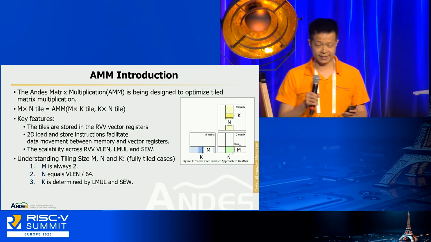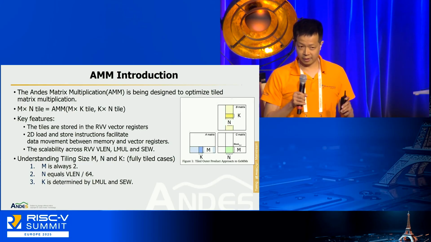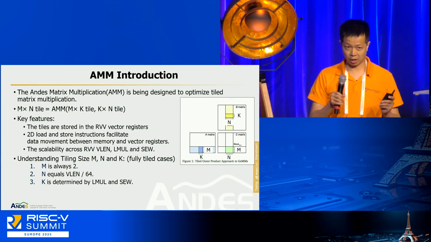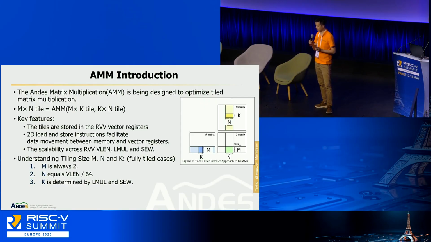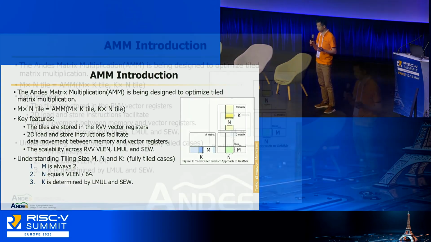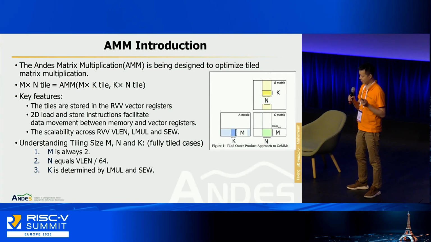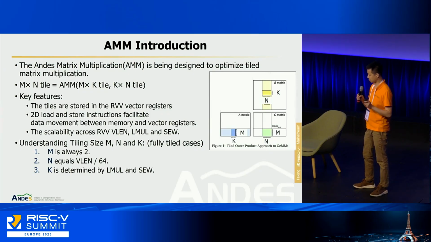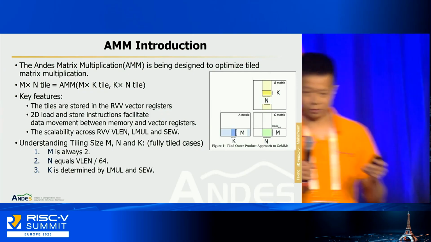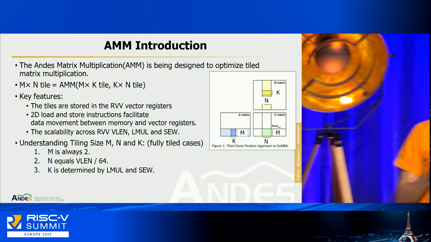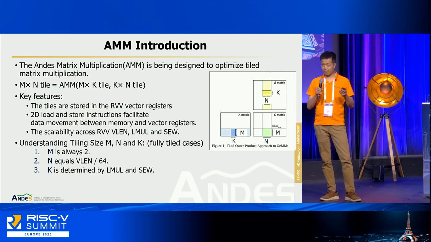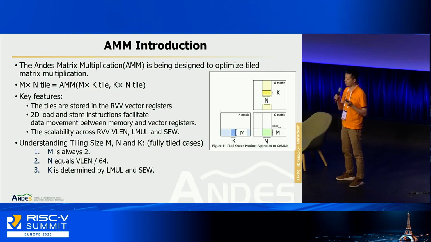Moreover, AMM has several key features. First, these small tiles are stored in the RVV vector registers. No extra matrix registers or accumulators are needed. Next, AMM offers 2D load and store instructions to facilitate the tile movement between memory and the vector registers. Next, AMM is scalable across different VLEN settings, like VLEN, SEW, and LMUL.